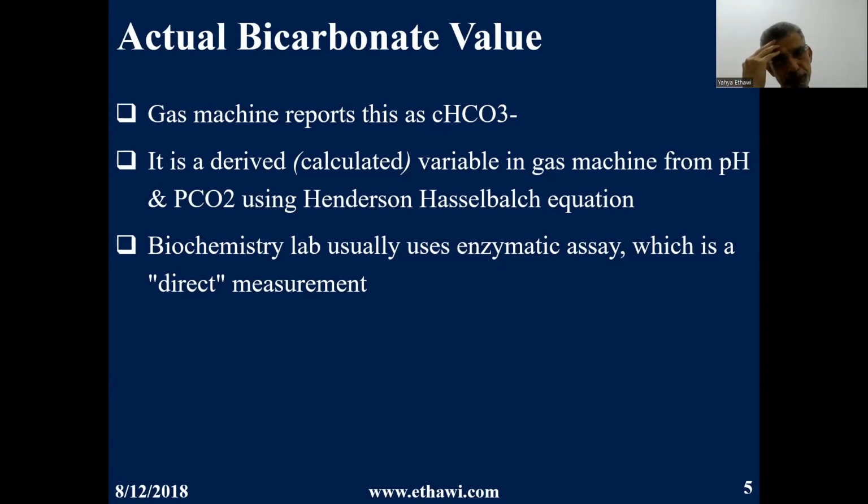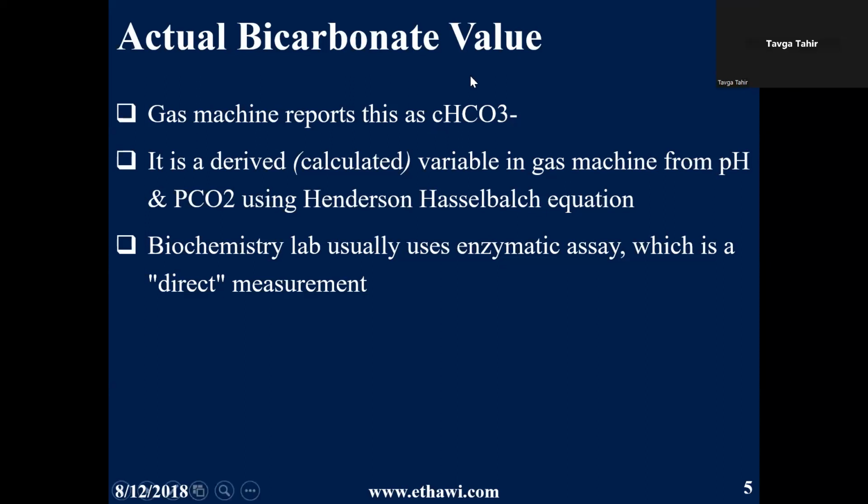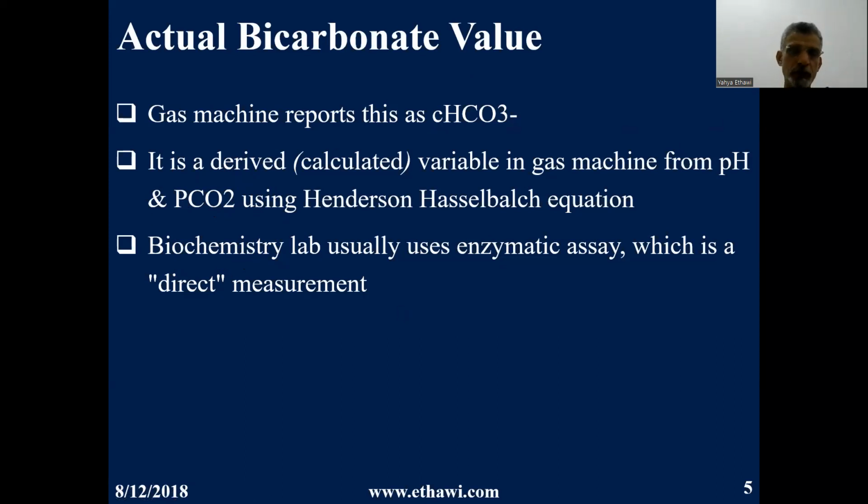Now, is that clear? Any question? Yes, it's clear. Therefore, if there is a difference between the calculated and the measured bicarb, it means the difference is coming from the CO2 or the pH, not the actual bicarb. So if you have a lab value and a blood gas value, and usually if there is a difference, then the difference is due to a change in the pH and the PCO2, not actually the bicarb measurement, because as we said, the calculated bicarb is derived from CO2 and pH.